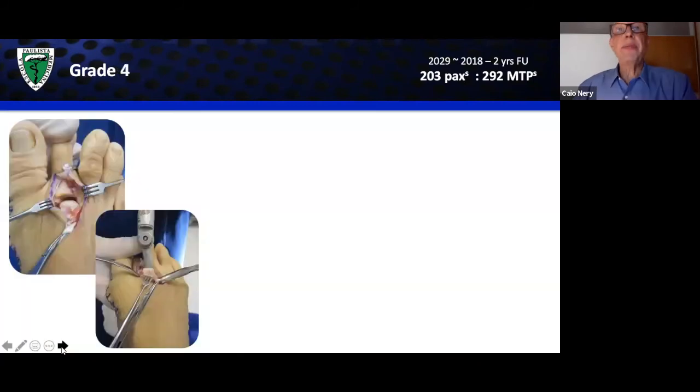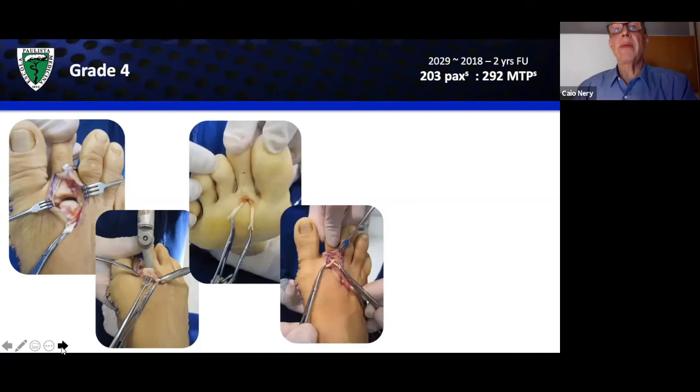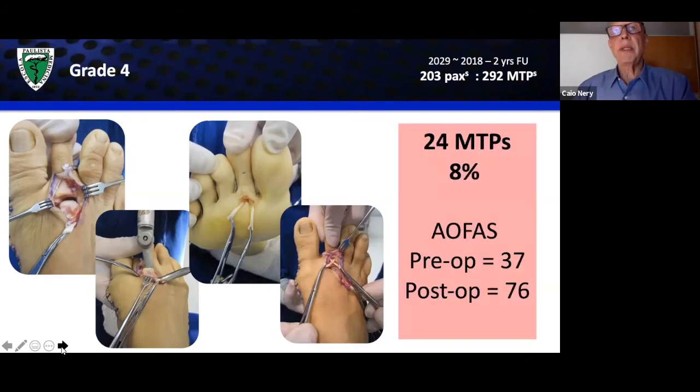The worst results were observed in the grade 4 lesions, in which there was no more viable tissue for repair. Until very recently, we only had the transfer of the flexor longus tendon to the extensor hood, the Parrish technique, for the treatment of these patients. In this particular group of 24 patients, 8% of the total, the AOFAS 4-foot score rose from 37 to 76 points, with a significant number of dissatisfied patients.